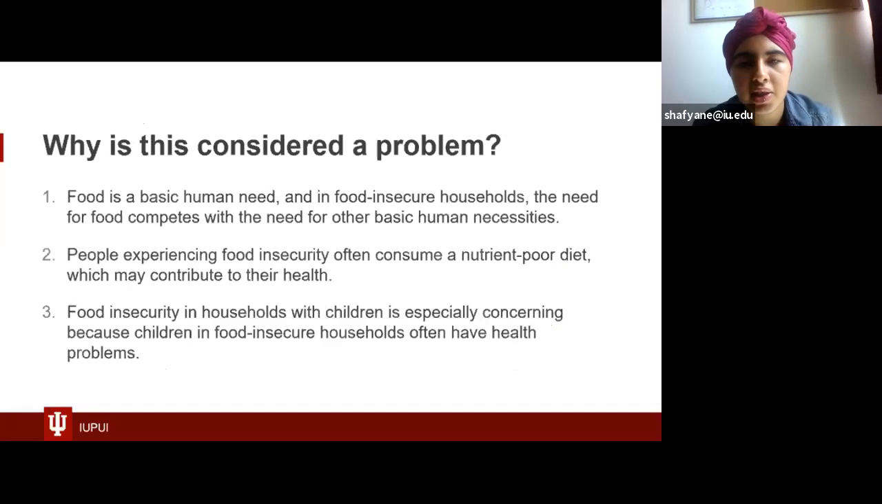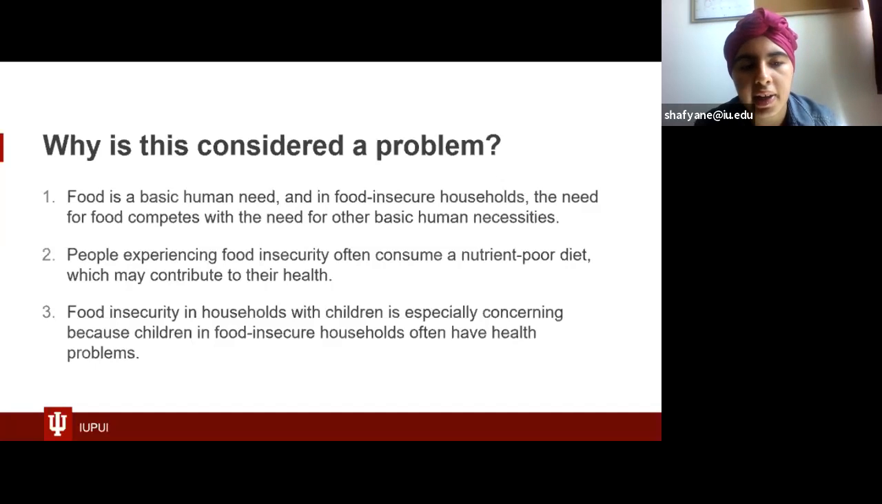So why is this considered a problem? Food is a basic human need, and in food insecure households, the need for food competes with the need for other basic human necessities. For people who are experiencing food insecurity, they often consume a diet that is nutrient poor, which may contribute to the development of obesity, heart disease, hypertension, diabetes, as well as other chronic conditions.